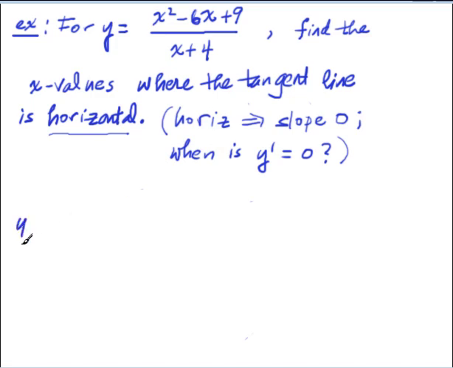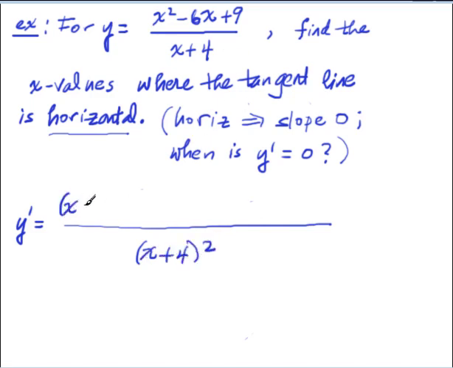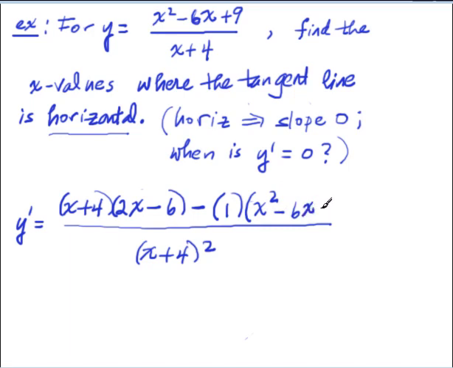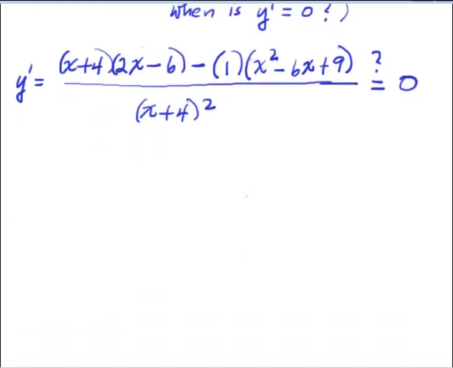So let's find y prime. I could have written dy/dx here or y prime. In the denominator we have the denominator squared, (x plus 4) squared. Copy the x plus 4 over here. Here we have the derivative of the numerator, which is 2x minus 6, minus the derivative of the denominator, which is just 1, times the numerator, x squared minus 6x plus 9. And we want to know, when is that equal to 0? We want to solve this. So first we'll have to simplify this numerator in order to solve this equation. So let's do that.